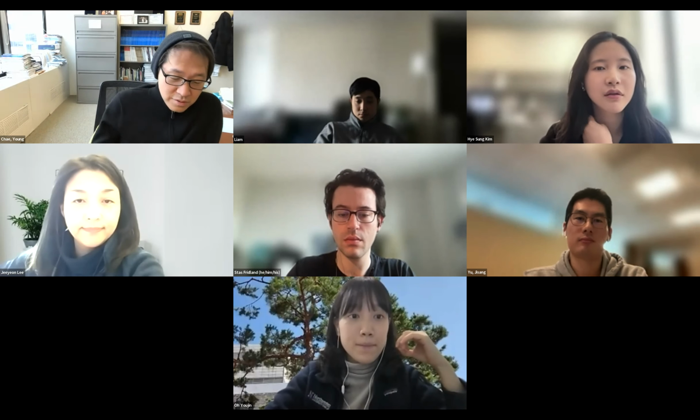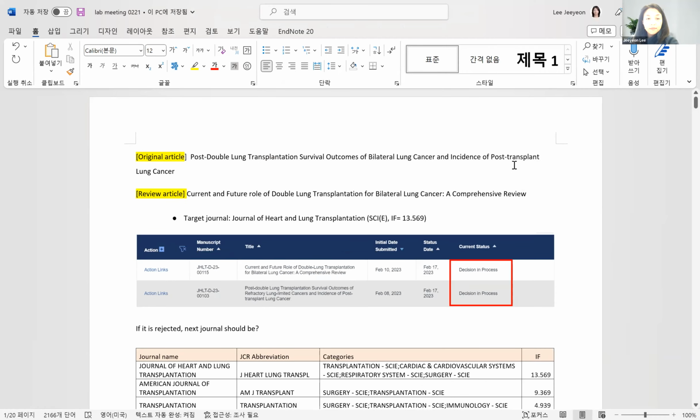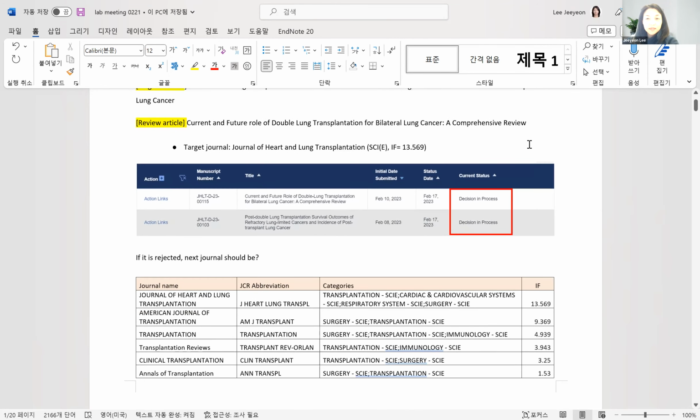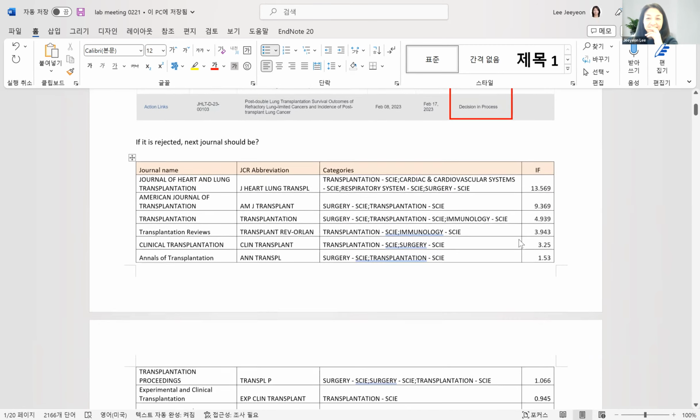Jian, let's go to you. Okay, I'll share my screen. Now the journal site says the decision is in progress. I'm still waiting. I hope it could be a revision, but if it is rejected, I'm not hurt, and I will just immediately submit to another journal.